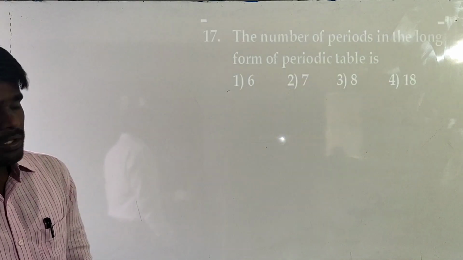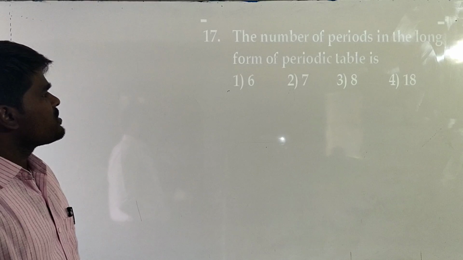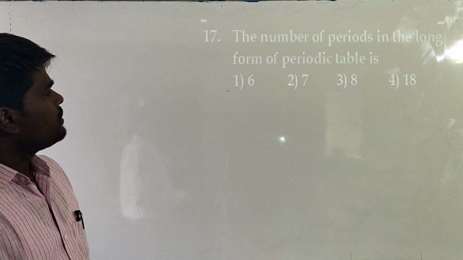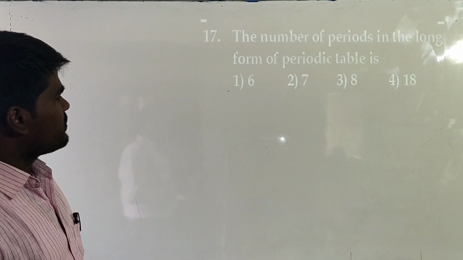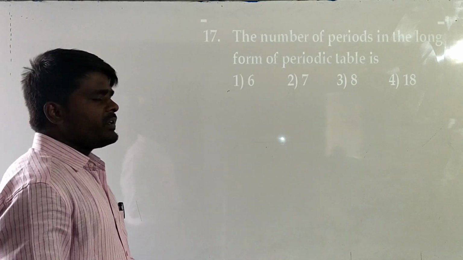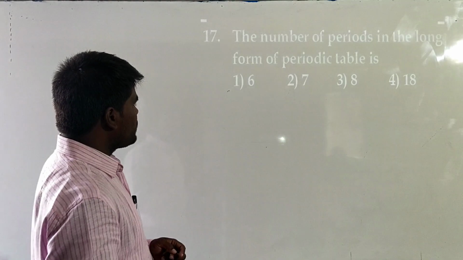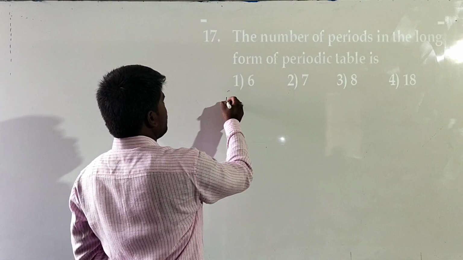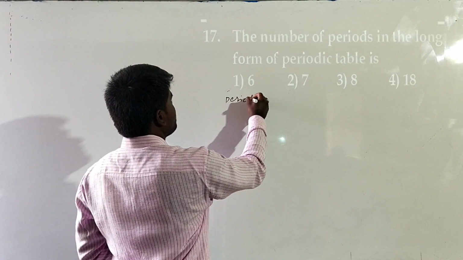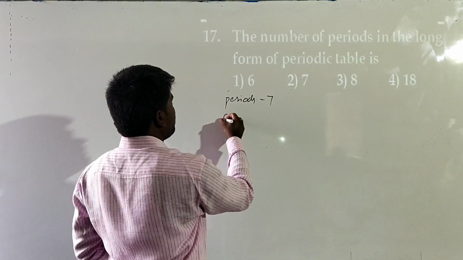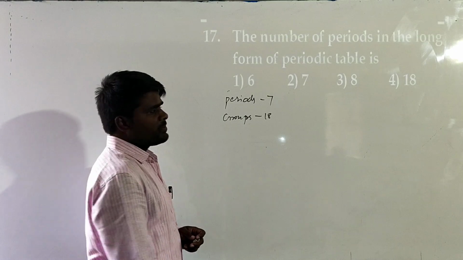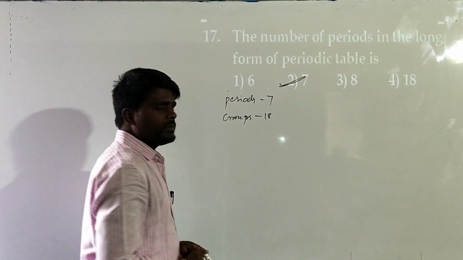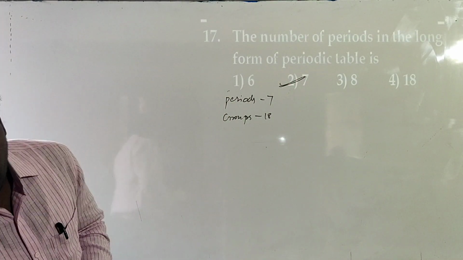Now, here our second question comes. Next question comes. Read the question. The number of periods in the long form of periodic table is. If you are talking about the long form of periodic table, we know that the number of periods is 7 and the number of groups is 8. What he is asking is about the periods. So what will be the answer? It will be 7 periods. Right?